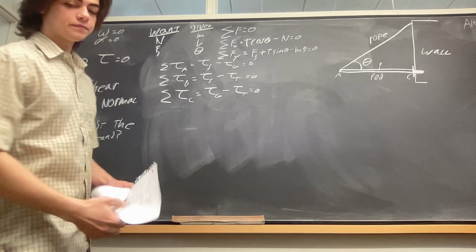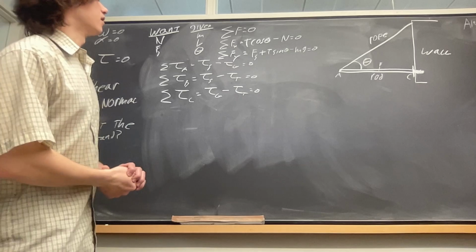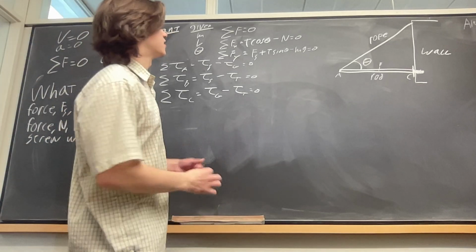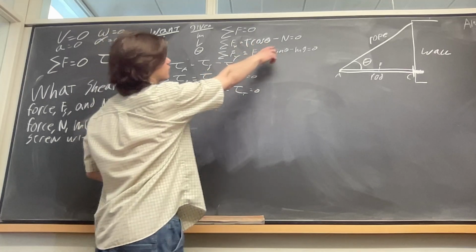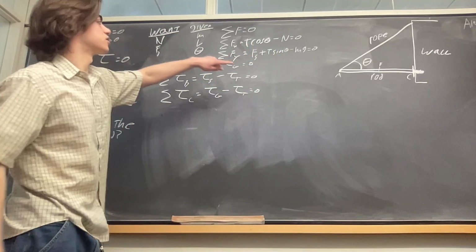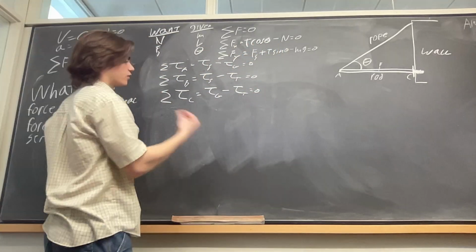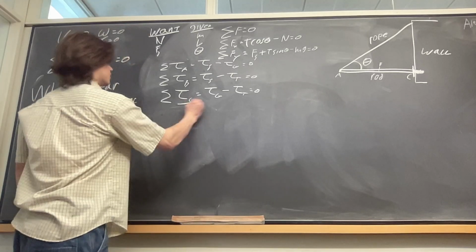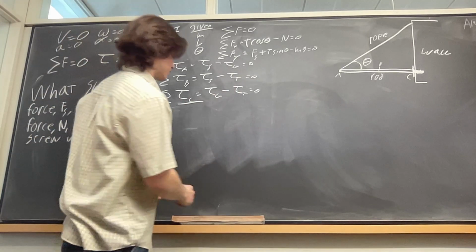Now, remember earlier how I said that we want to find tension, because with tension we can solve for the normal force, which is one of the things we need, and our shear force, which is the other thing that we need. The only one of these that has one unknown and has tension in it is point C. So we're going to be using point C.